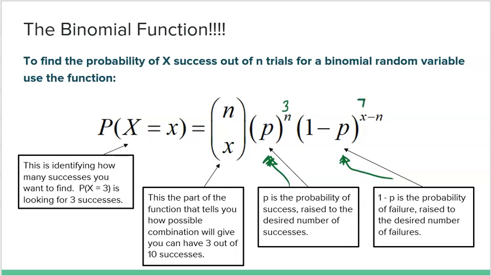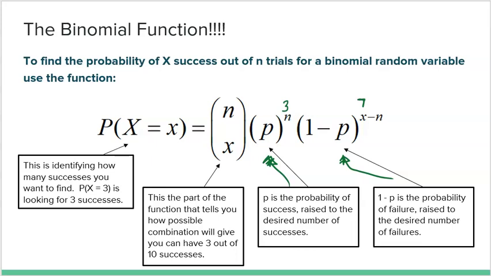Now, this front part right here is the part that explains to us how many different combinations there are to have 3 out of 10 successes. That's the part that's tricky to us right now.